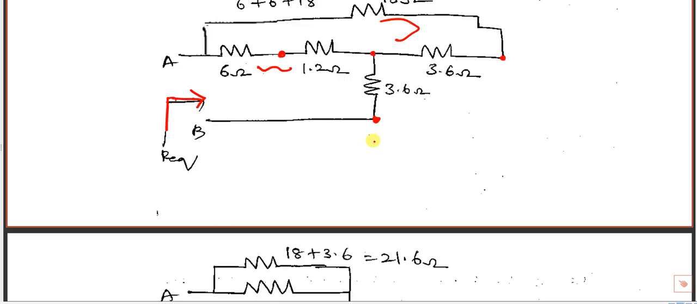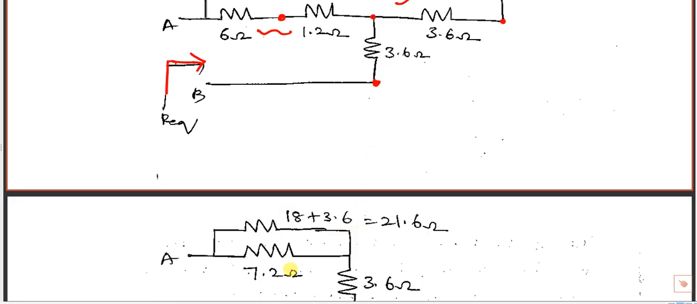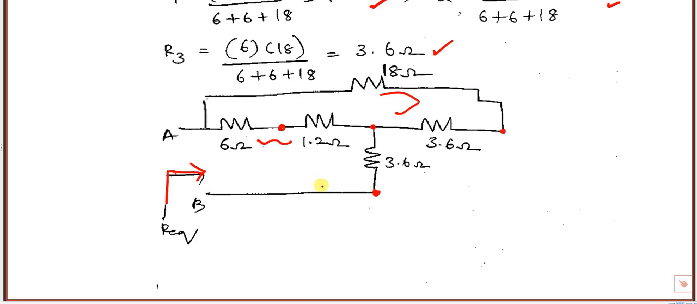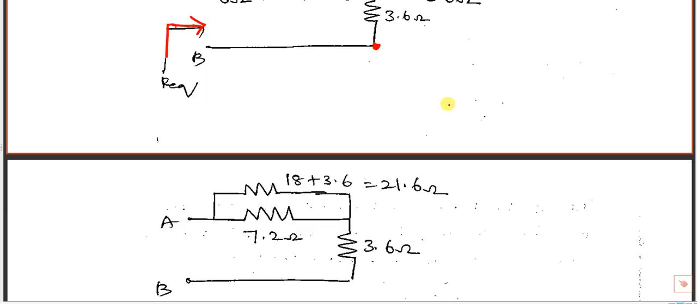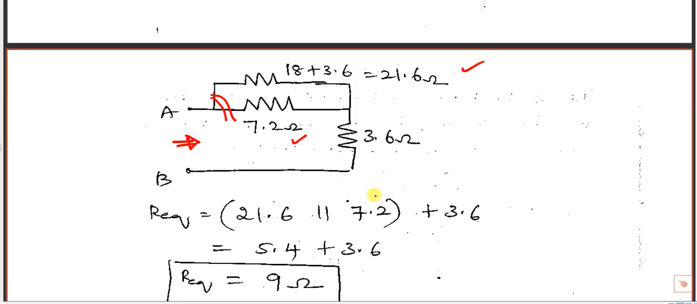Now I can add this and this. 6 plus 1.2 is 7.2. Then 18 plus 3.6 is 21.6. Now again I am looking from these two terminals. These two are in parallel. That will give one equivalent resistance here, which is in series with 3.6. That is the answer. So the parallel resistance of 21.6 and 7.2.